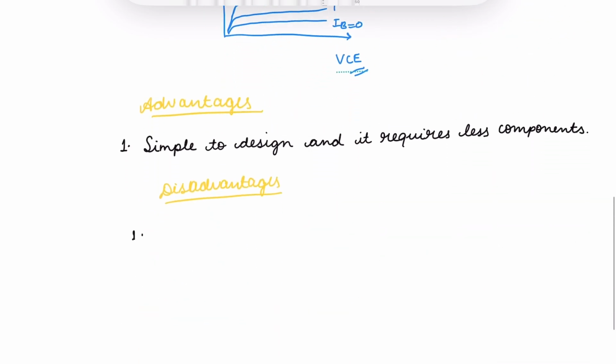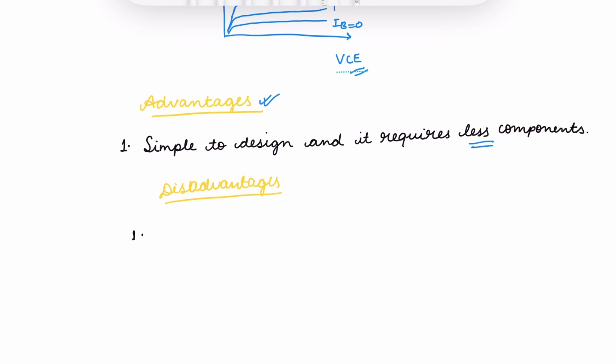Now, why do we need this fixed biasing configuration? What is the importance? The most important advantage of using this configuration is that it is simple to design and that it requires fewer components. So that is why we use it.